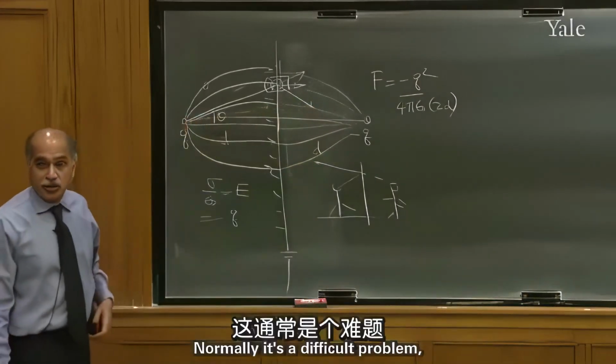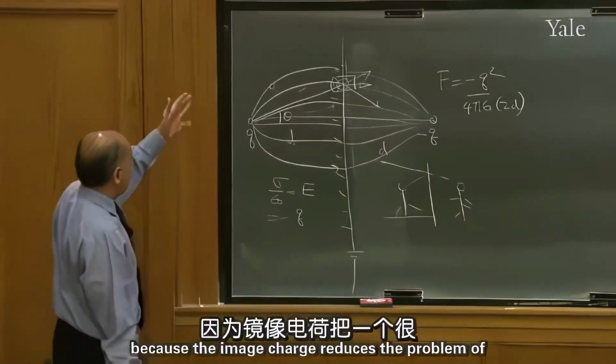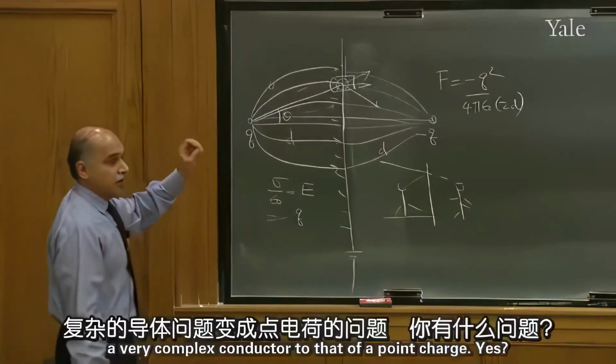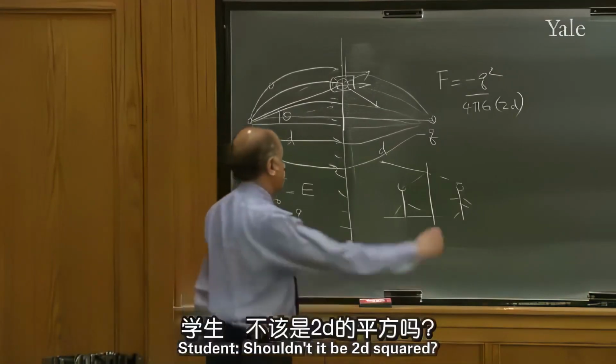So normally it's a difficult problem, because the image charge reduces the problem of a very complex conductor to that of a point charge. Yes? Wouldn't it be 2d squared? Yes. Thank you.